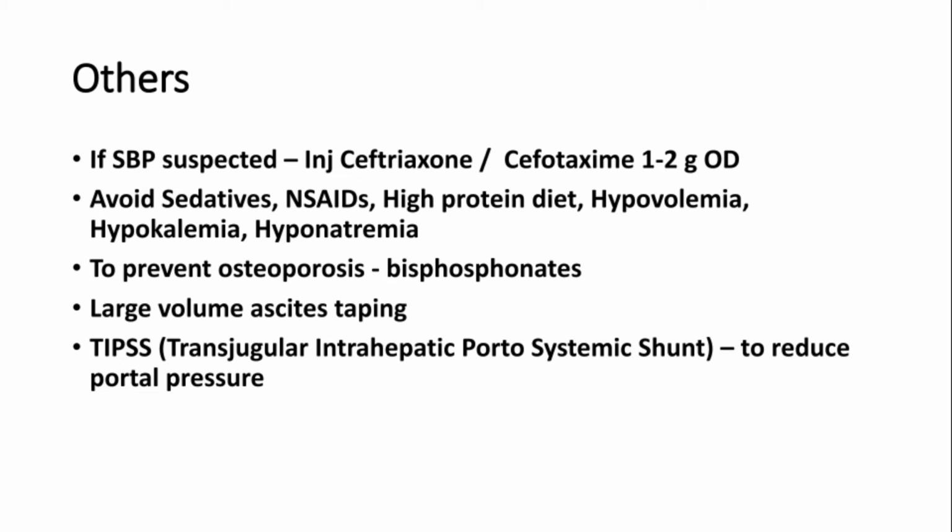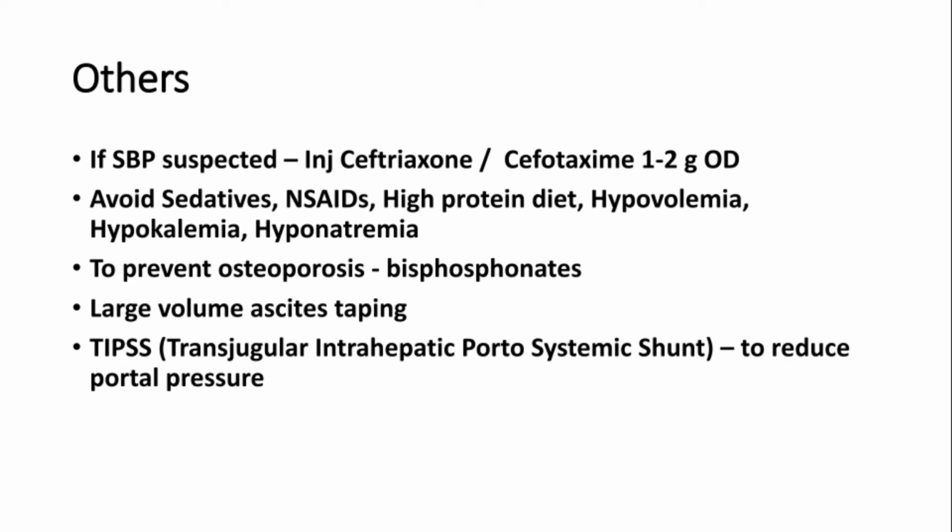To prevent osteoporosis, which is very common in chronic liver disease and chronic kidney disease, bisphosphonates can be given. Whenever there is large volume ascitic tapping, we have to treat with albumin also. If the volume is reduced very fast, the patient can have hypotension. Intravascular volume also can be reduced, and the patient can have hypotension and shock. To prevent that, we have to give albumin along with large volume ascites tapping.